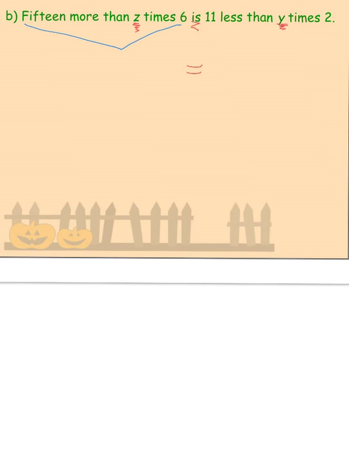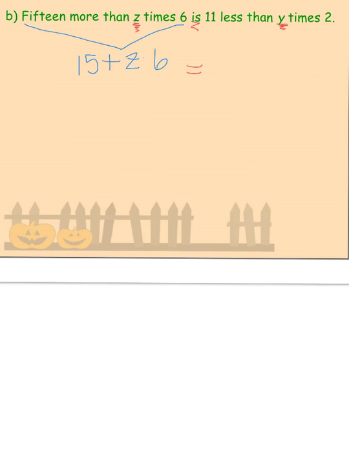The part that comes before our is, is our first part of our equation, I should say. So 15 more than. Now, this one does have the word than, but it's okay because it doesn't have less in front of it, so you can still put 15. More means plus z times 6.